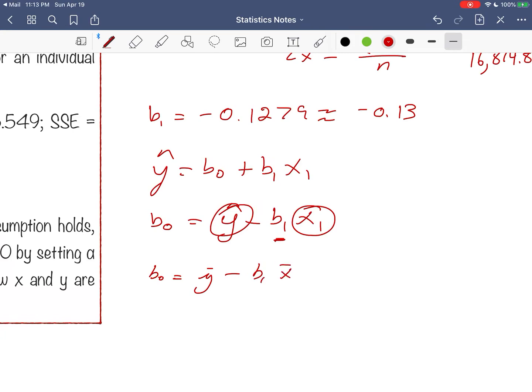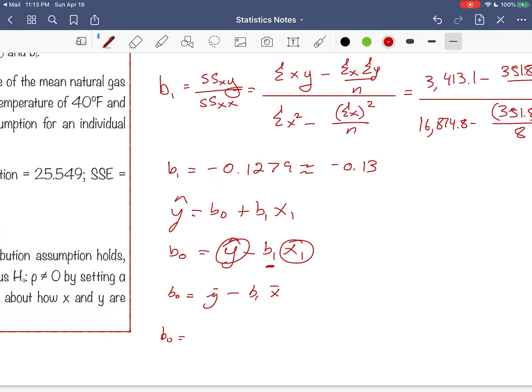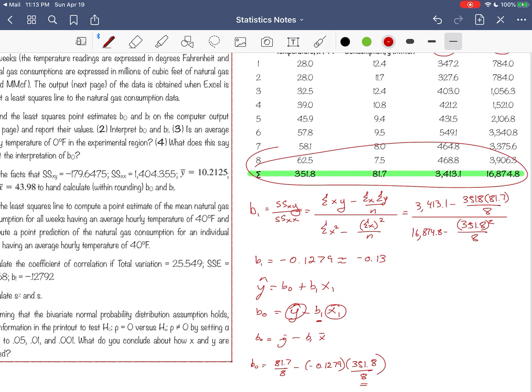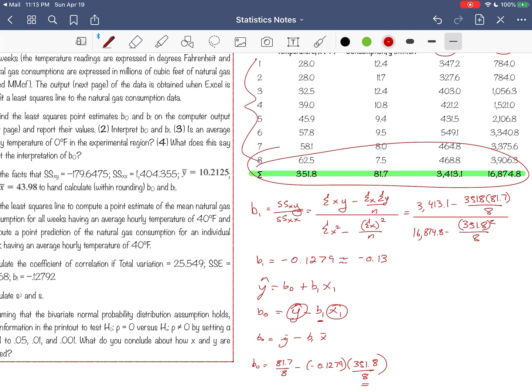So in this particular case, it's going to be B0 is equal to 81.7 divided by 8 minus a negative 0.1279 multiplied by 351.8 divided by 8. Why 8? Because we have 8 observations. So this should give you the intercept of the line.